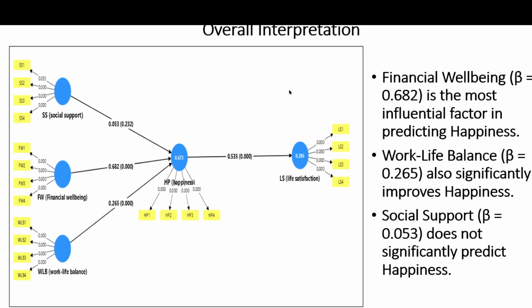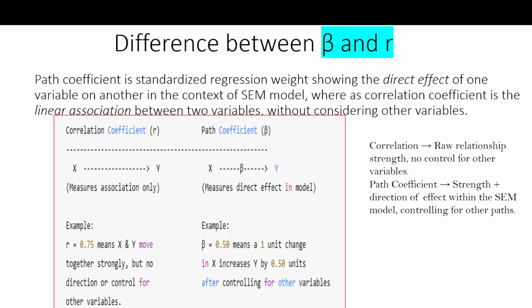Now, how can we make the overall interpretation for this model? Financial well-being is the most influential factor in predicting happiness because it has the highest beta, followed by work-life balance, which also significantly improves happiness, but social support does not significantly predict happiness because the p-value is greater than 0.05, or the p-value is non-significant.